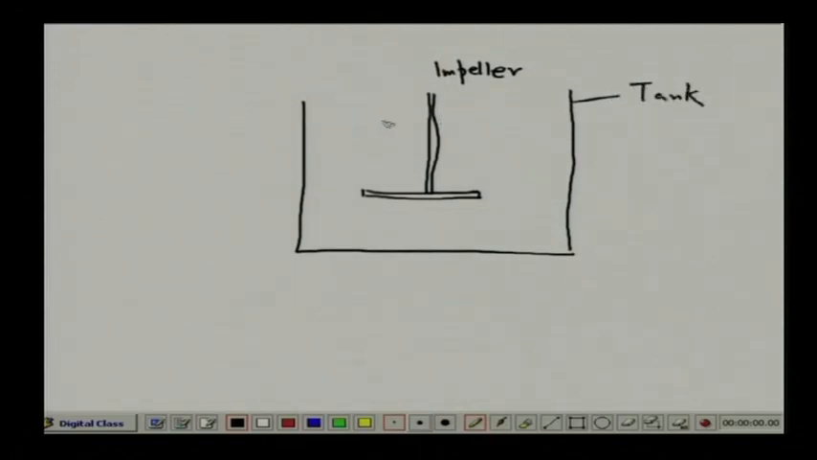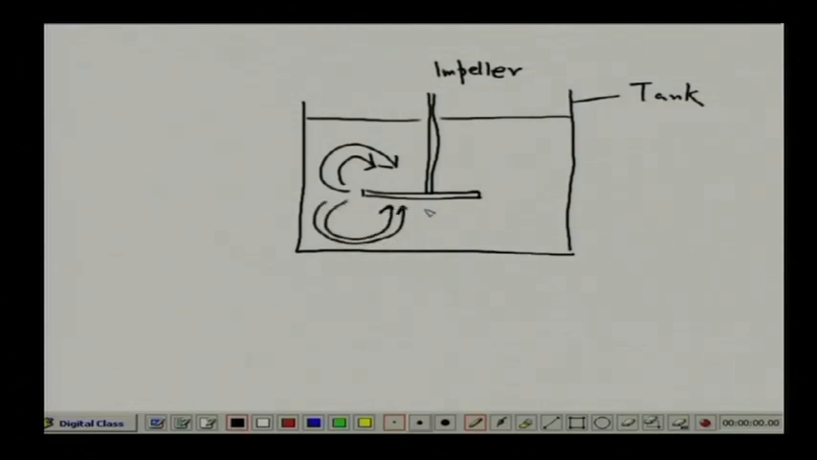So the tank will look like this one. The liquid is there, and it is continuously rotating, either in clockwise or anticlockwise direction. If it is there, we will find that some eddies will be formed, which will look like this. Some swirl will be formed. These are eddies.